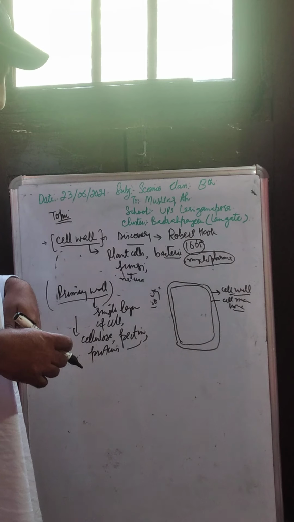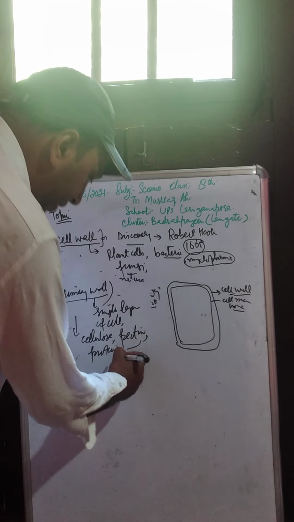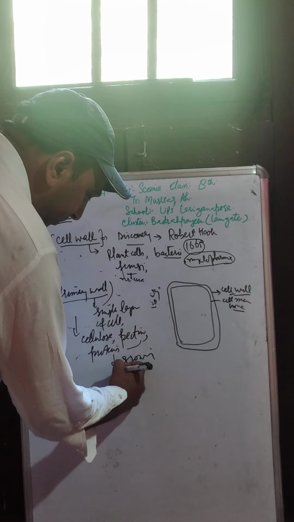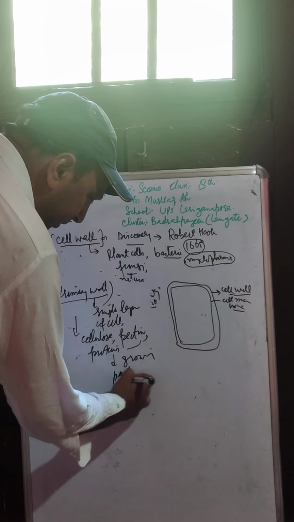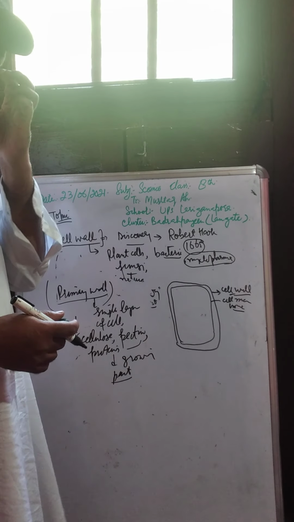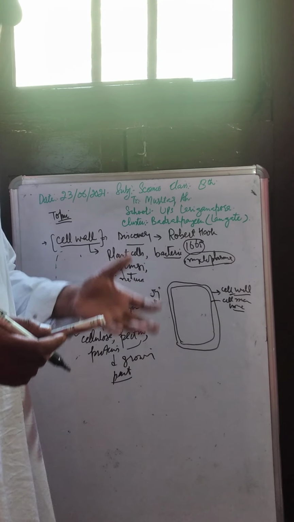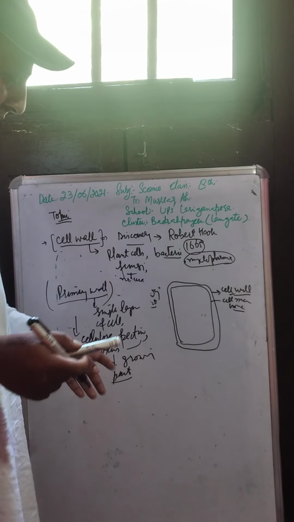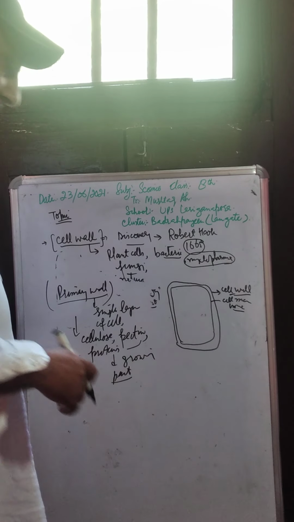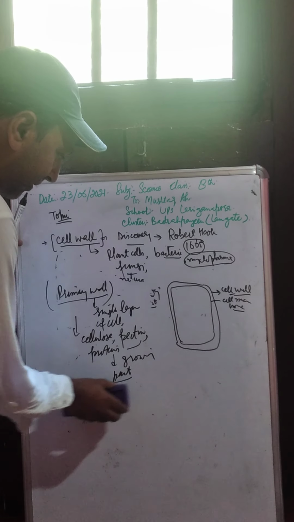This is about the primary cell wall, and it is found in the growing parts of the plant. Growing parts of the plant means those parts which are growing, and you can see this primary wall in them. For example, the parts having meristematic tissues which divide, you can see this primary wall there, right?